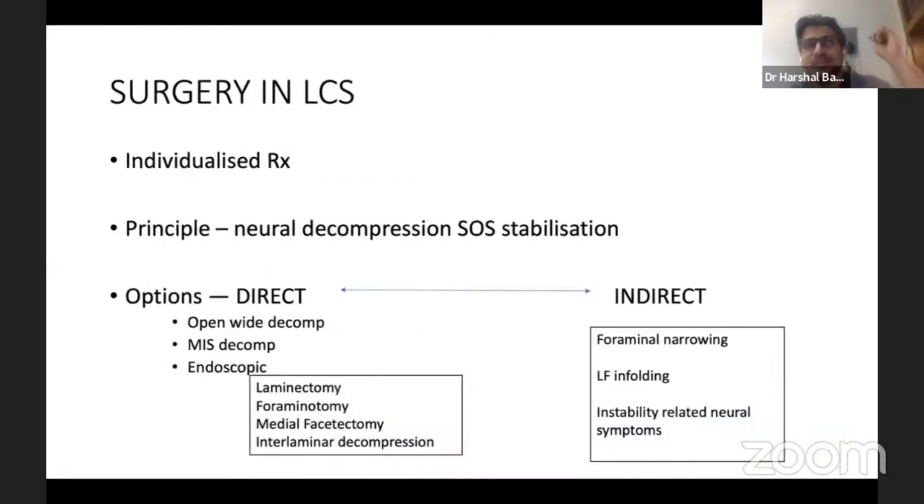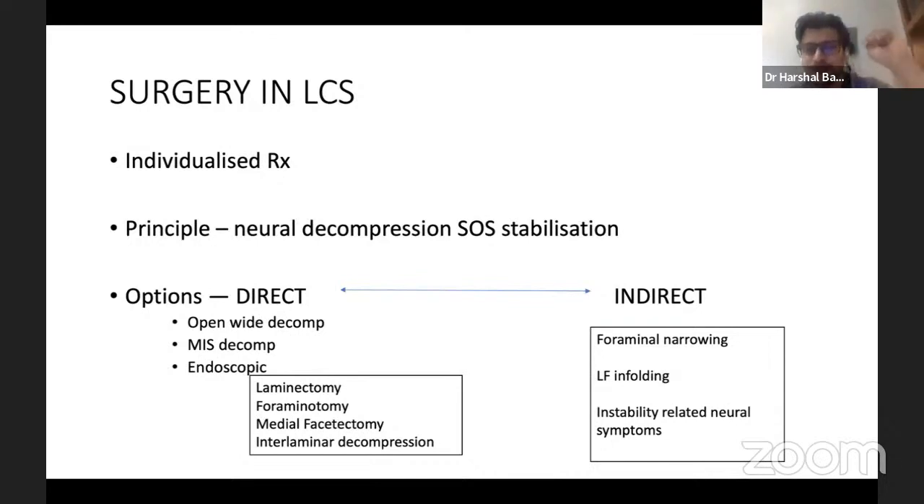What is the role of surgery in lumbar canal stenosis? Largely, most of the trials have reported that the surgical outcome in LCS is much better. But the long-term outcome in all the studies has shown that at the end of the day, there's no clinical significance between the two. But treatment has to be individualized. The principle of surgery is neural decompression, and stabilization in an unstable spine.